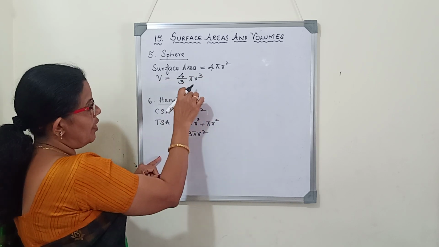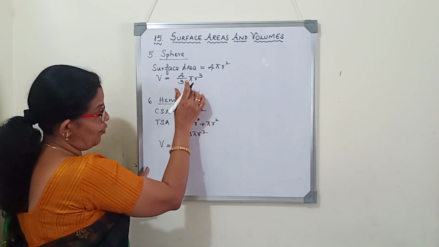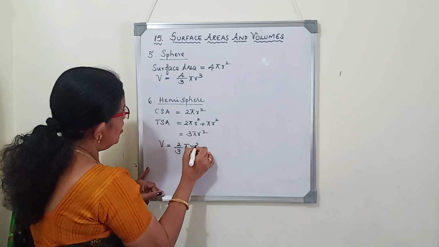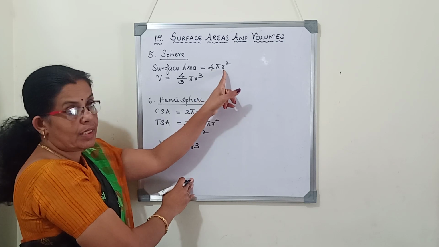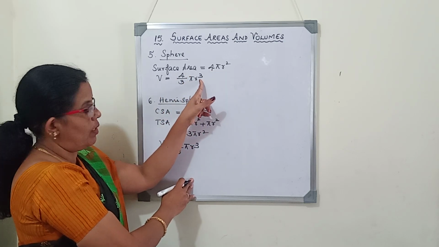If the volume of a sphere is 4 by 3 pi r cube, the volume of a hemisphere is half of that. That is 2 by 3 pi r cube. So there is only one surface for a sphere. That area is 4 pi r square. Volume is 4 by 3 pi r cube.